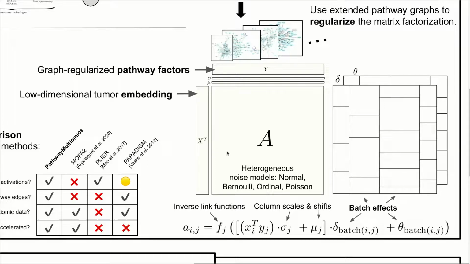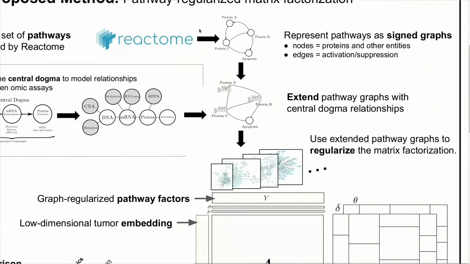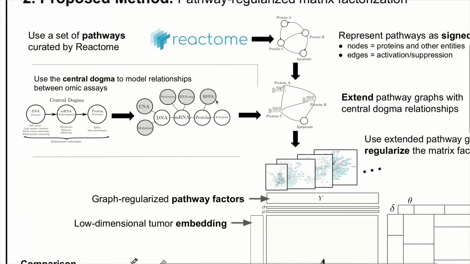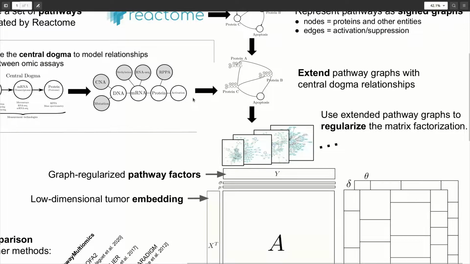So far, I've glided over many of the details that make this work. For example, we make sure that the rows of Y correspond to pathways by using a specially designed regularizer derived from known pathways. For now, suffice it to say that it's a combination of graph regularization and L1 regularization, and that we rely on the central dogma to model relationships between different kinds of omic data. I'm happy to discuss this in more detail with anybody who's interested.